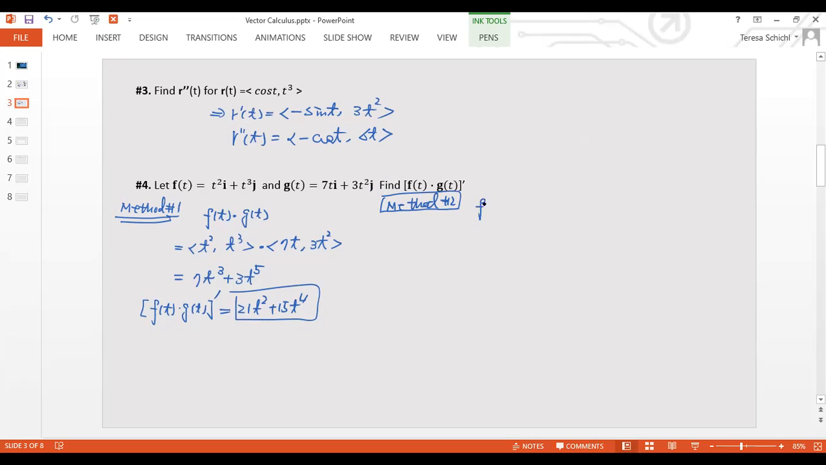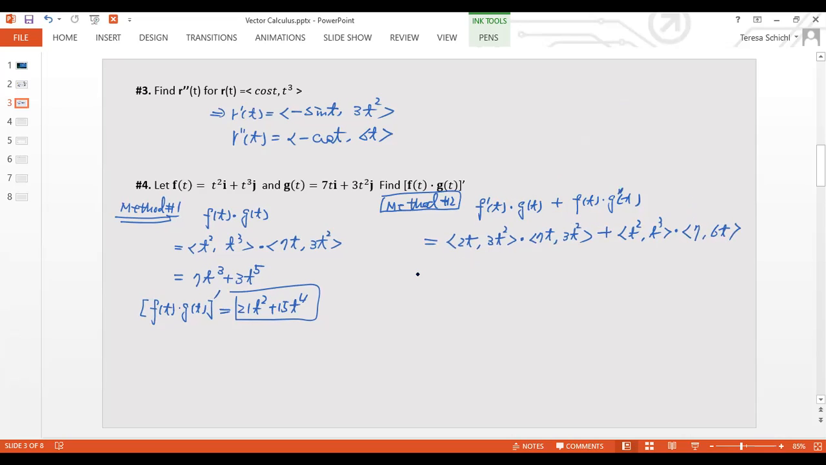So it will be f prime of t dot product g of t, plus f of t dot product g prime of t. Let's take a look. f prime of t is 2t, 3t squared, dot g of t, which is 7t, 3t squared, plus f of t, which is t squared, t cubed, dot g prime of t. g prime of t is 7 and 6t, correct?